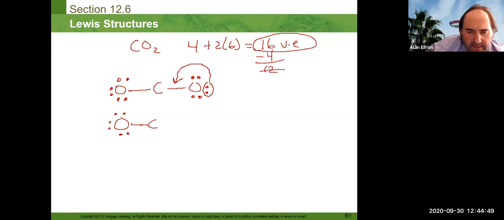Double bonding in there. And at this point, you want to check to make sure it actually fixed the problem. So in terms of our oxygen on the right, 2, 4, 6, 8. Oxygen on the left, 2, 4, 6, 8. Carbon, though, 2, 4, 6. So it did get better, but it actually didn't fix the problem.